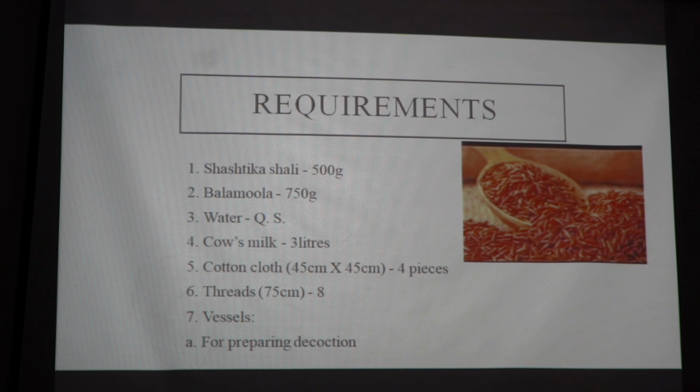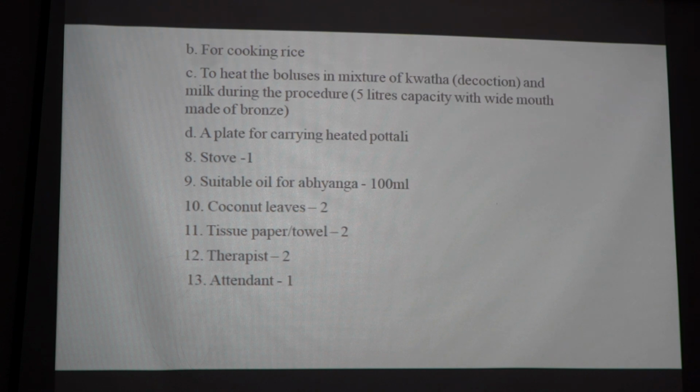Threads to tie the bolus. Vessels for preparing a decoction, for cooking rice, and to heat the boluses and mixture of quat, that means decoction, and milk during the procedure. 5 liters capacity with a wide mouth made of bronze. This is the vessel. We will be taking 5 liters capacity vessel. A plate for carrying heated potli, a stove, suitable oil for abhyang, that is 100 milliliter, coconut leaves, tissue paper or towel, therapist and attendant.